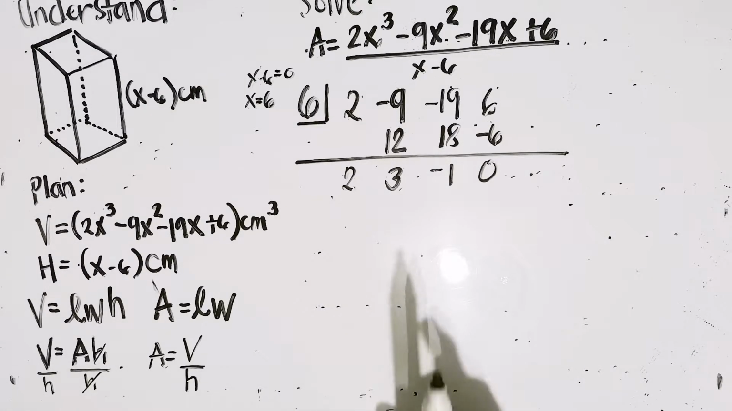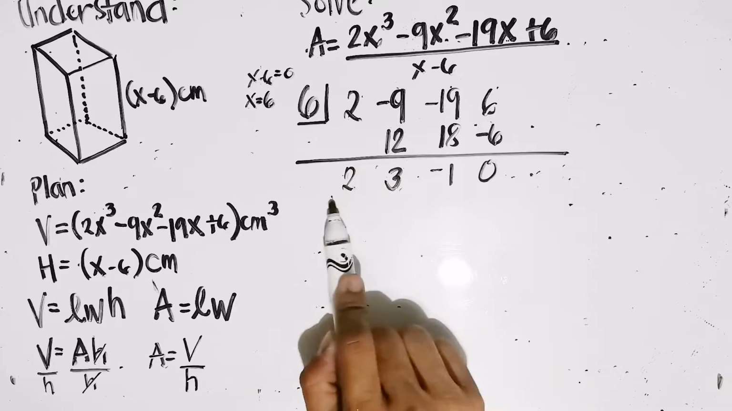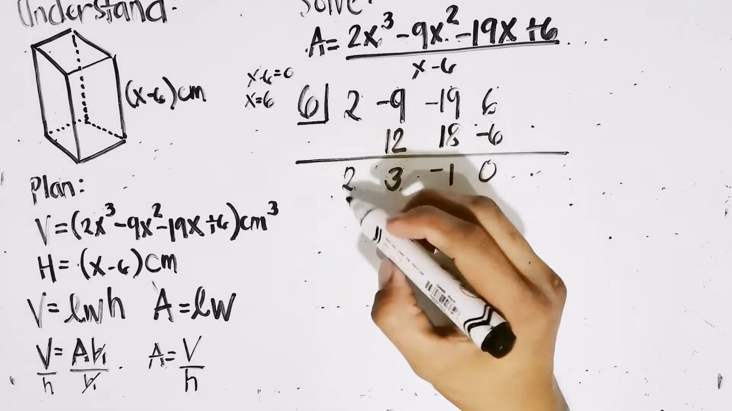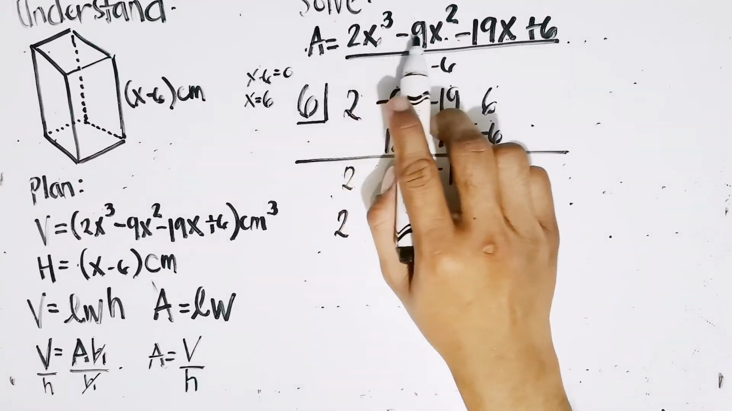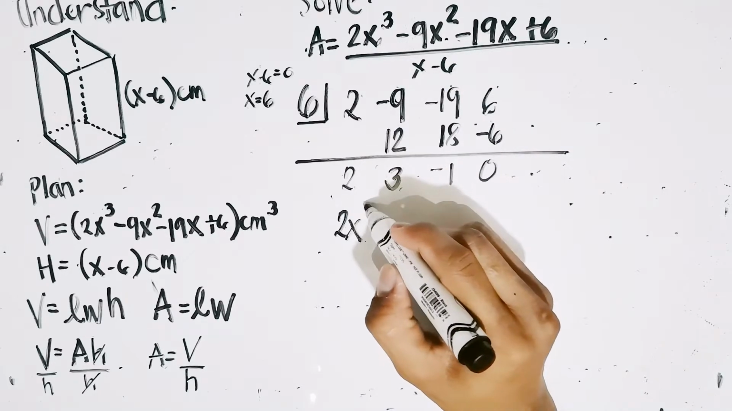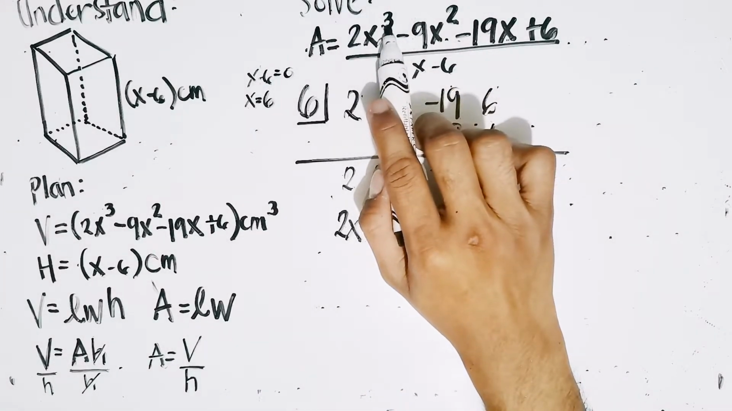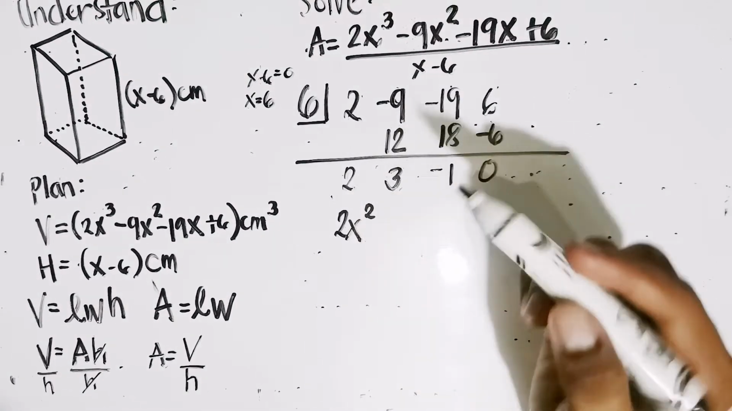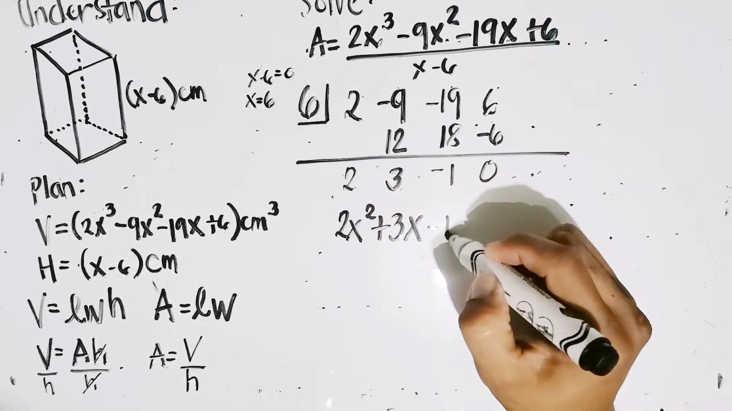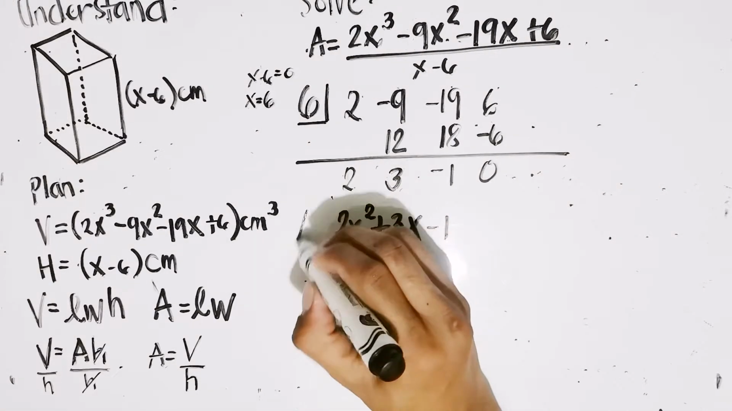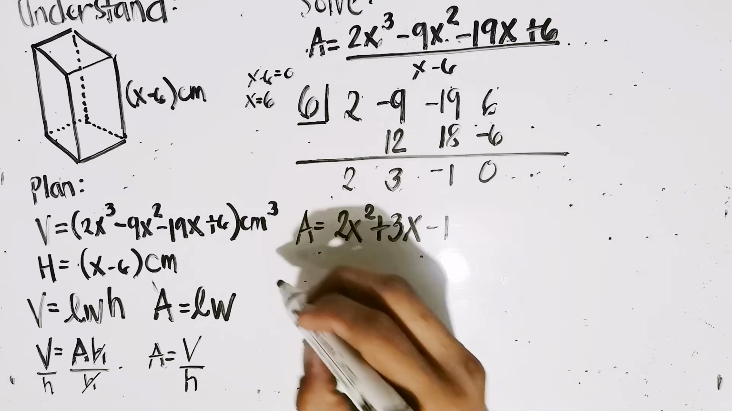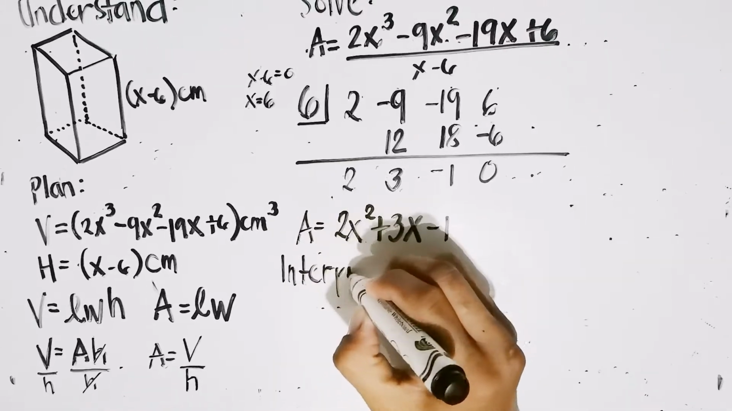It means that the result is equal to the area. So first, let's rewrite this one with its variables. So 2x, and that's not cube already, that becomes squared. Why? Because 3 minus 1 is 2. Next, we have plus 3 that's paired with x, and then the constant, which is negative 1. So area is equal to 2x squared plus 3x minus 1. So interpret, which is the last step.